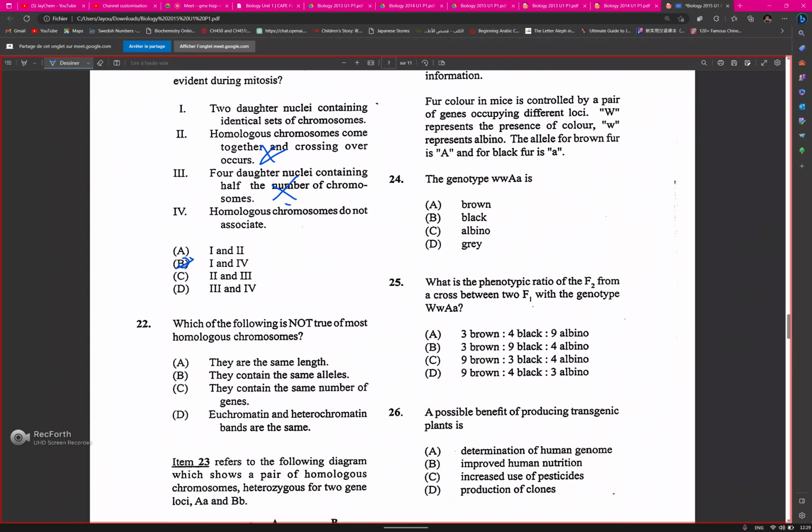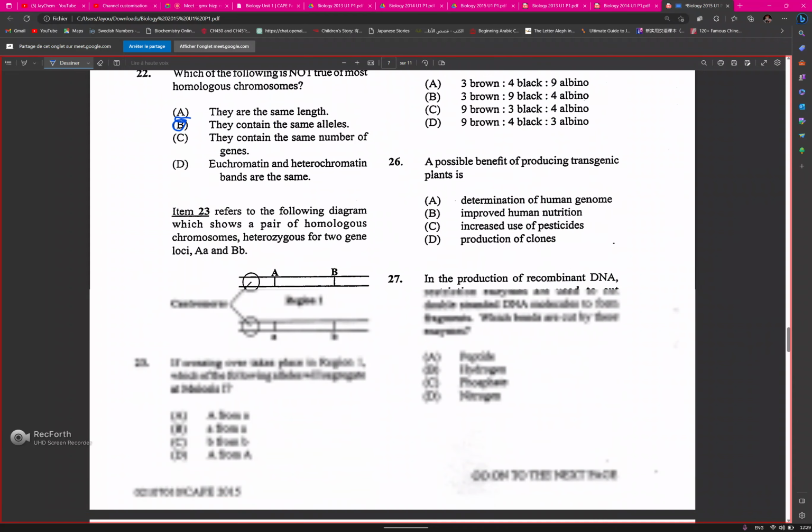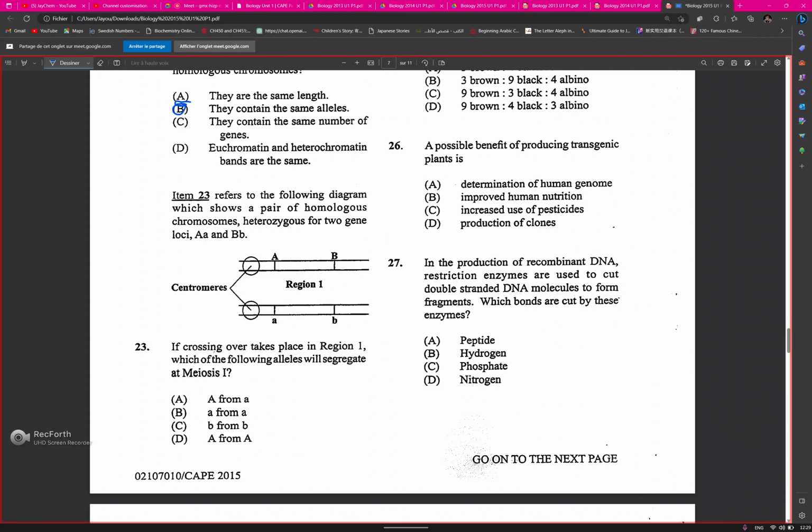Great. So let's look at this now. 22. Which of the following is not true of most homologous chromosomes? B. This question has been repeated for a long while now. Let's look at this.